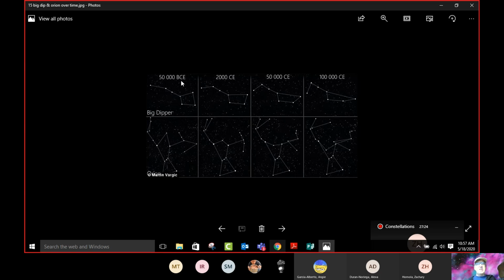So 50,000 BCE, the Big Dipper would have looked like this, Orion would have looked like this. Today, basically 2000 after Christ, or 2000 in the Common Era, the Big Dipper looks like this and Orion looks like this. But 50,000 years in the future, these stars are going to continue to move, and 100,000 years in the future, the pattern will be completely changed like that. It looks like the belt is going to stick around though, huh? So these stars are moving through space, and the patterns that we see today have not always been there and won't be in the future either.